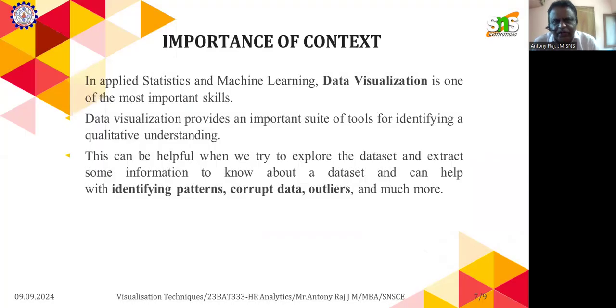And the importance of context. Context is very important. Context is the environment in which you do the data visualization. That is very important. So the context is very, very important, the context in which you use the data visualization.